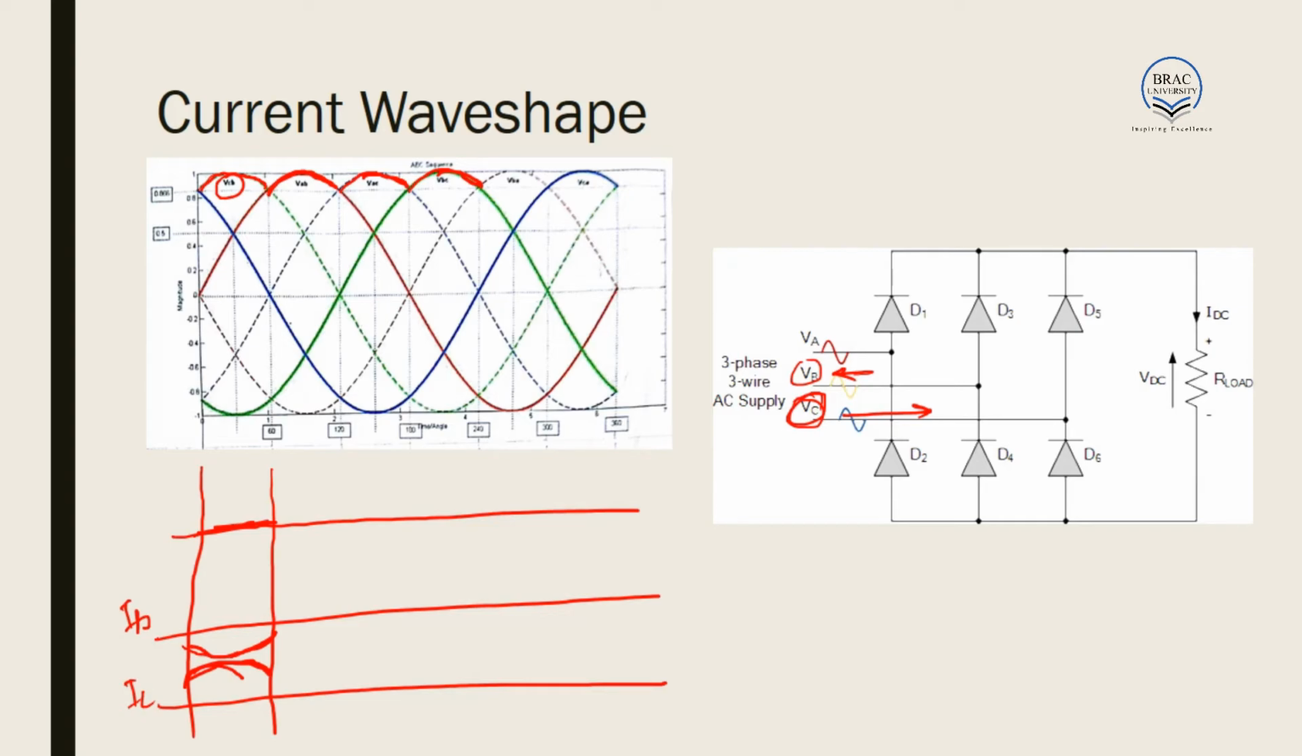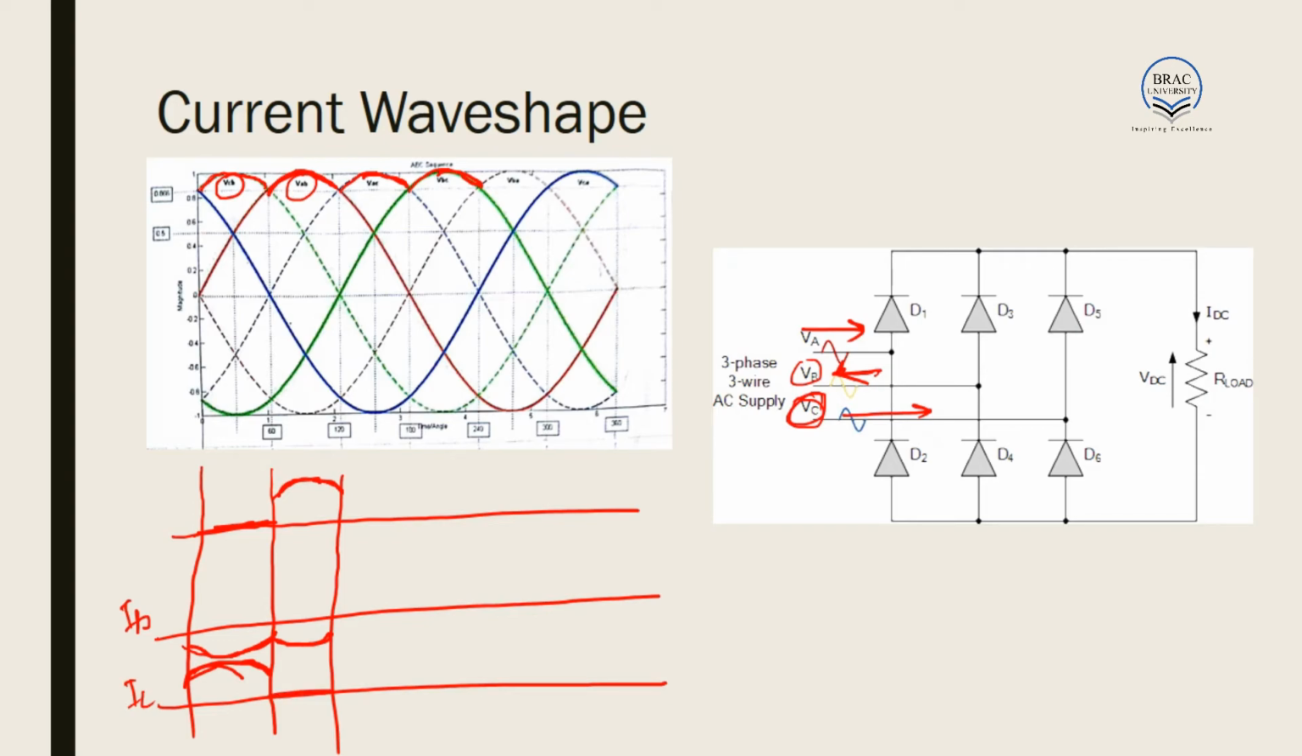In the second half, from 60 to 120 degree, we have output equal to VAB, that is current starts from A and comes back from B. As a result, B will be negative since current comes back to this terminal, and A will have a positive value of current, and no current passes through C.